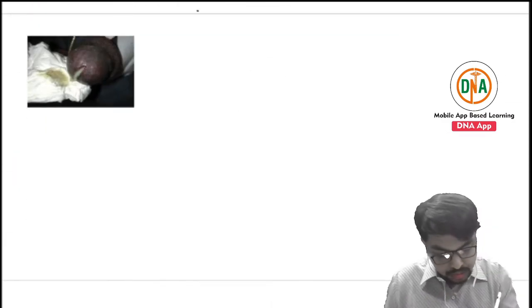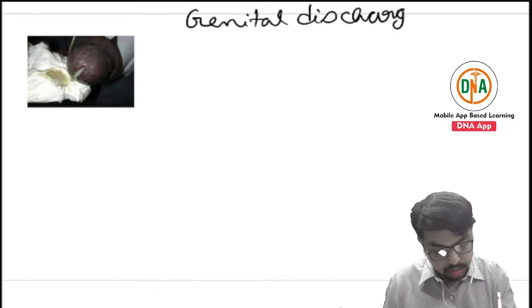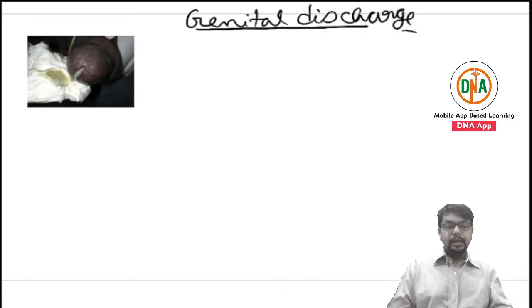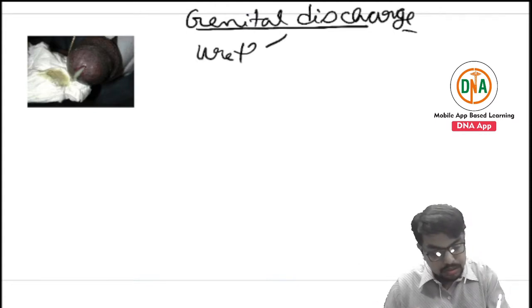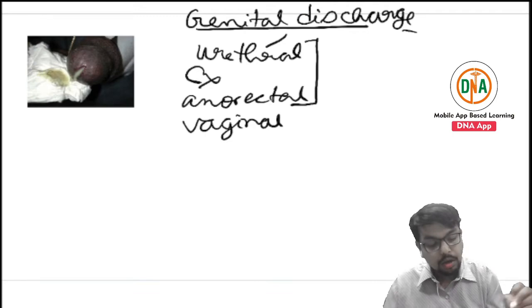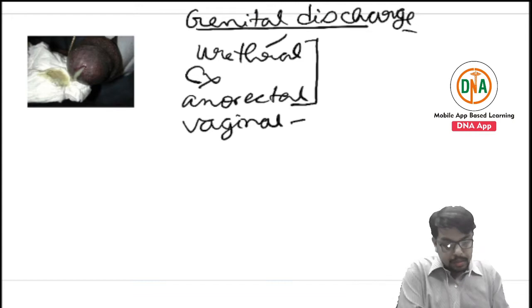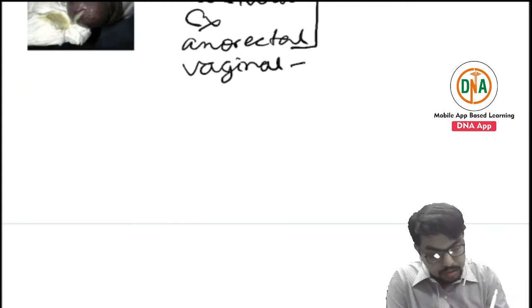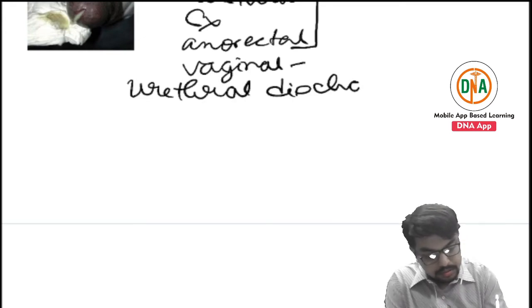Now we will move on to the genital discharge. Okay, now genital discharge can be of various types, like it can be urethral discharge, it can be cervical discharge, it can be anorectal discharge, okay, and vaginal discharge. Now these things have a common etiology, and vaginal discharge has a somewhat different etiology. Okay, so now first we will discuss the urethral discharges.